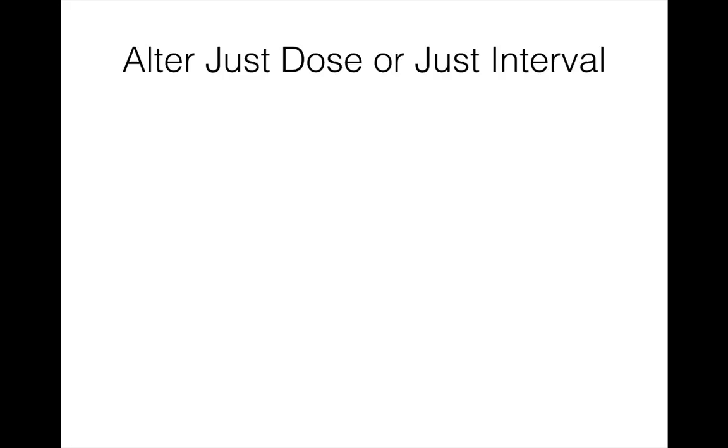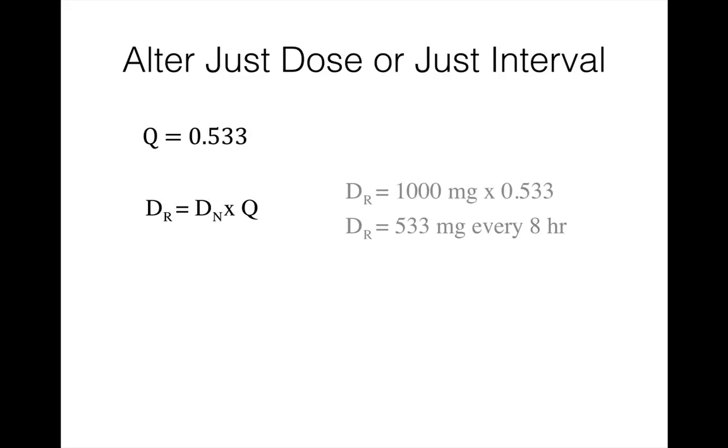Now, it is also possible to alter just the dose or just the interval. Obviously, it has to make sense, though. If we want to alter just the dose, we use the dosage adjustment factor and we keep the interval the same. So the dose in reduced renal function is equal to the normal dose times Q, or in this case, the normal dose was 1,000 milligrams times the 0.533, and that would tell us to use 533 milligrams every 8 hours. Obviously, that would be rounded off to 500 milligrams.